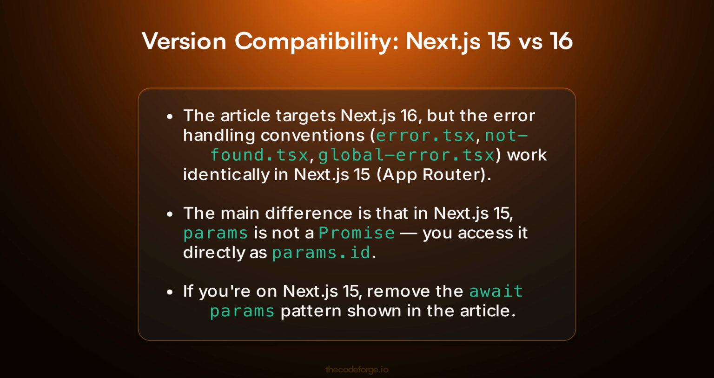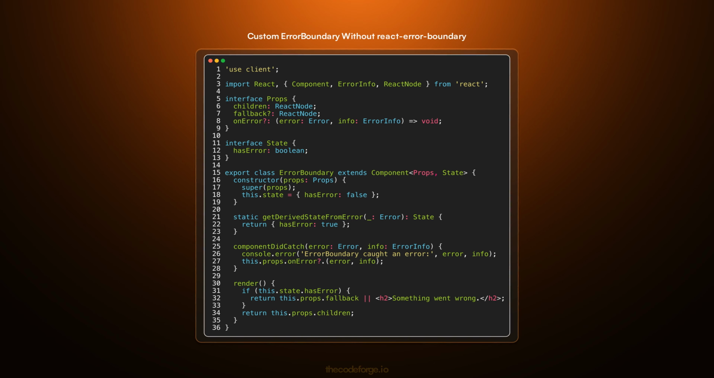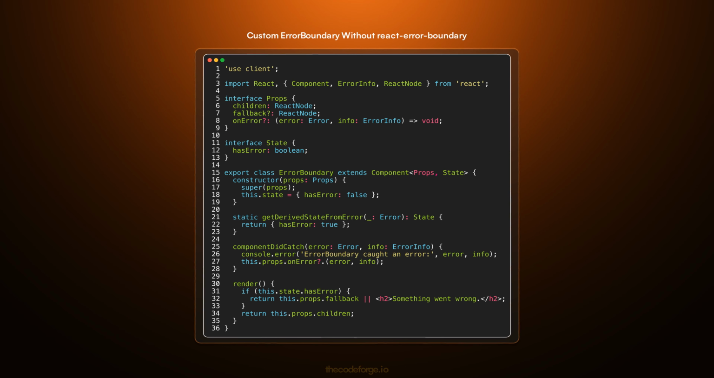The main difference is that in Next.js 15, params is not a promise, you access it directly as params.id. If you're on Next.js 15, remove the await params pattern shown in the article. The article mentions using React error boundary, but doesn't show a custom class-based error boundary. Here's a self-contained error boundary component that works without any external library, using React's componentDidCatch lifecycle.